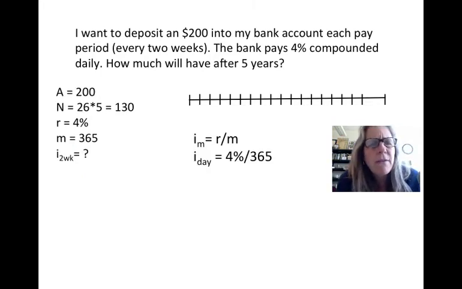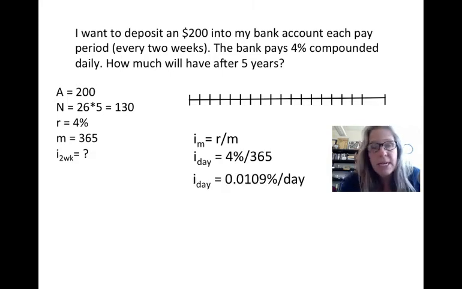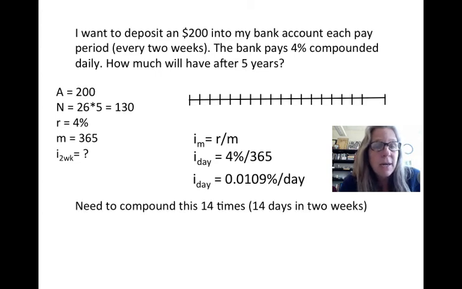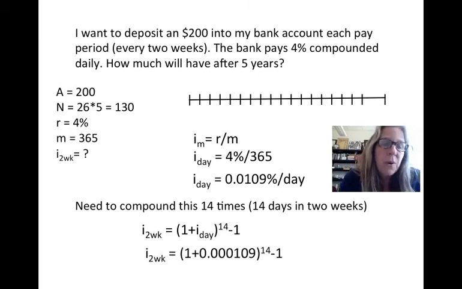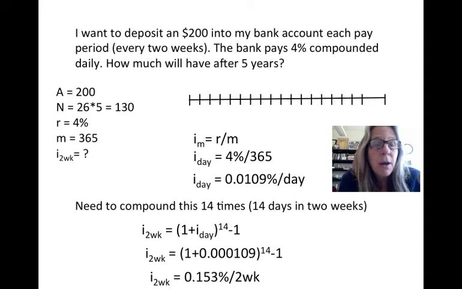So now the problem is, how do we get the interest rate for a two-week period? The way we do it is we know that for every day we can figure out the interest rate, that it's 4% divided by 365, that's R over M. So we can figure it out for every day, which is 0.0109% per day. And we know that it's going to be compounded for 14 days in a two-week period. So if we compound the 1 plus i, which is 1.000109, for 14 days, we'll get a two-week interest rate, which is 0.153%. So remember that 0.153%. That's one way that we can get the interest rate per period.